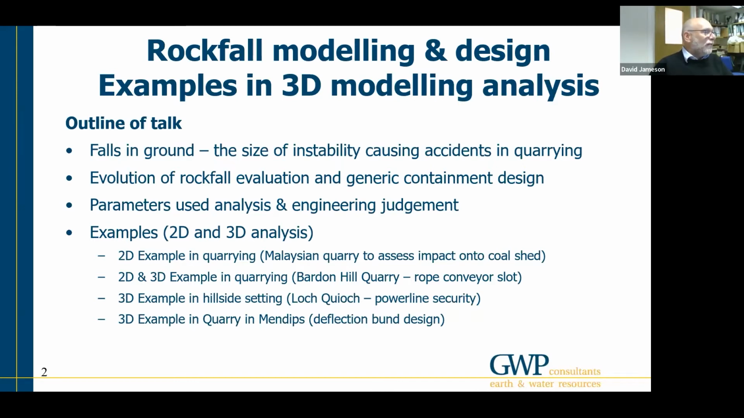So I'm going to look at a 2D modeling example in a Malaysian quarry, 2D and 3D modeling at Bardon Hill, where there's an interesting rope conveyor installation recently, and also a large slope failure on a hillside up in Scotland, and what we had to do in order to quantify the risk to those people who are going to work in and around disassembling the temporary power lines. And then just at the end, if we've got enough time, just to have a quick look at quarrying and the mend dips.